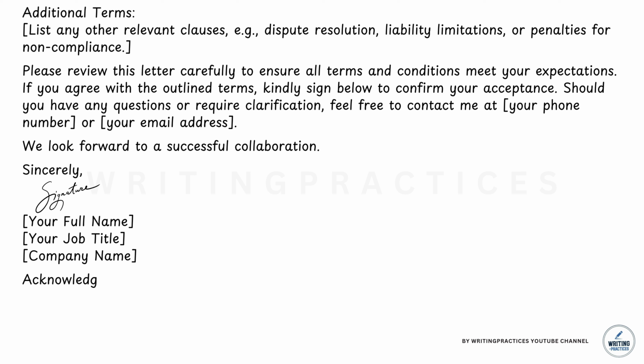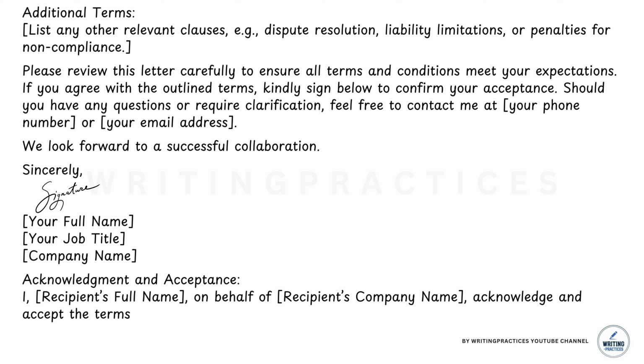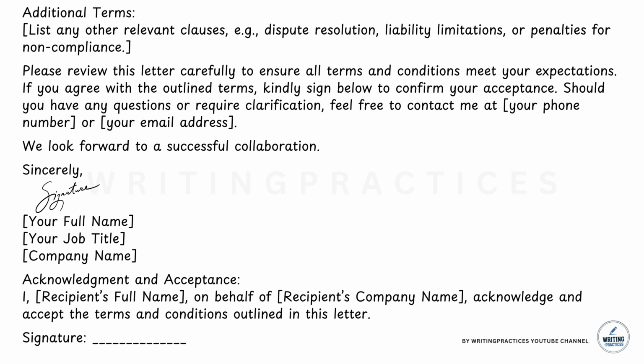Acknowledgement and acceptance. Provide space for the recipient to acknowledge and accept the terms by including a signature block. This formalizes the agreement. For example, I, Jane Smith, on behalf of XYZ Enterprises, acknowledge and accept the terms and conditions outlined in this letter. Signature. Date. A signature block signifies mutual consent and the commencement of the agreement.